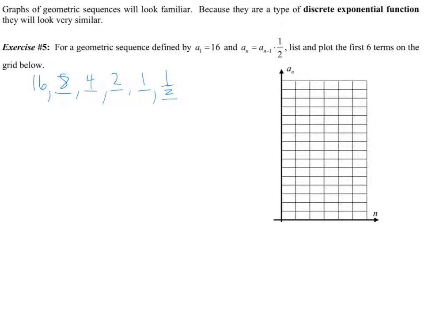So we're not going to plot this. So if my first term is 16, and my second term, so it goes up 1, 2, 3, 4, 5, 6, 7, 8, and then 4, and then 2, and then 1, and then 1/2. So you will see that it becomes an exponential graph.